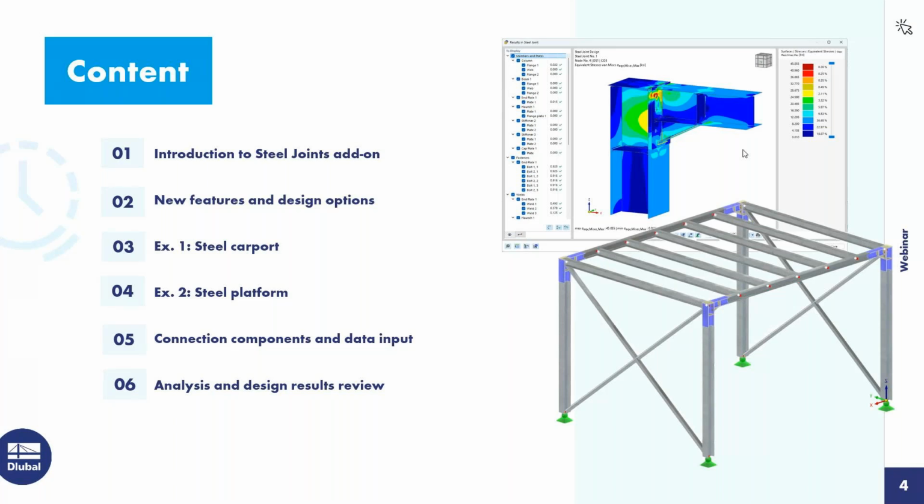Our second example is going to be this steel platform shown over here on the right-hand side. So throughout these two examples, we'll talk about the connection component and data input. Of course, we'll run the calculation and take a look at the analysis and design results as well.